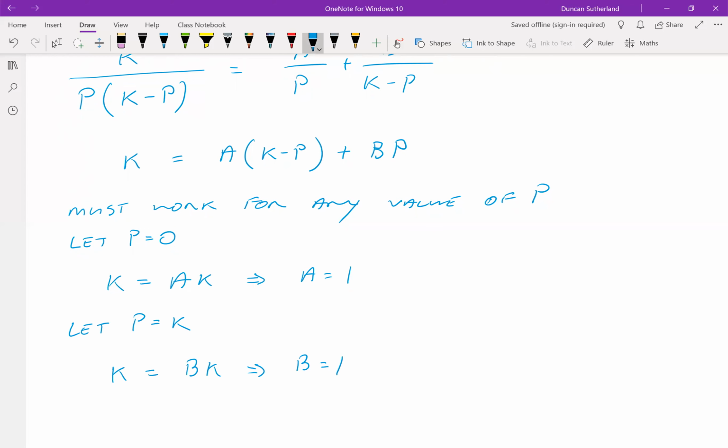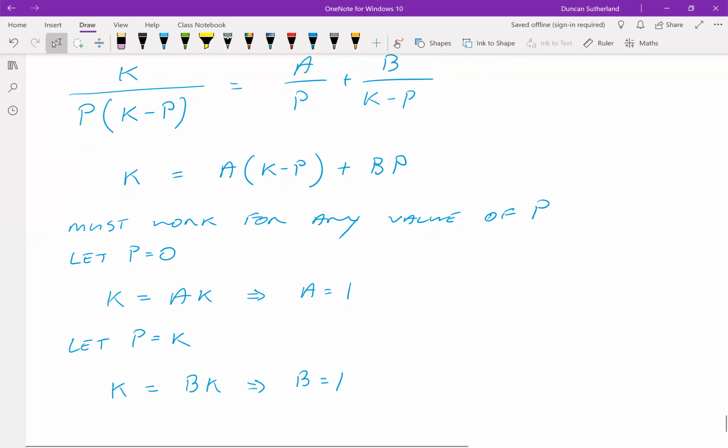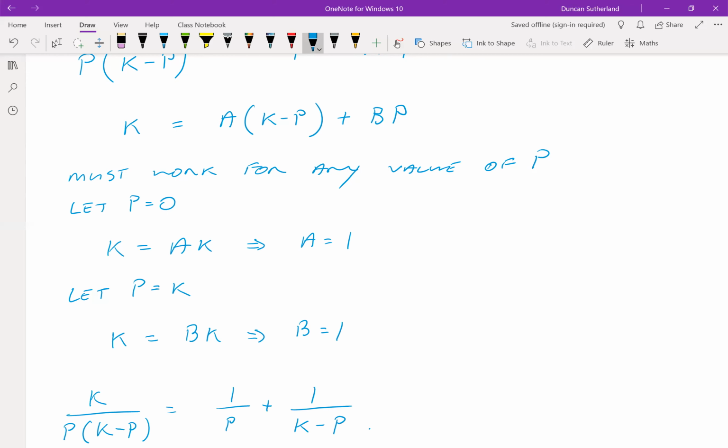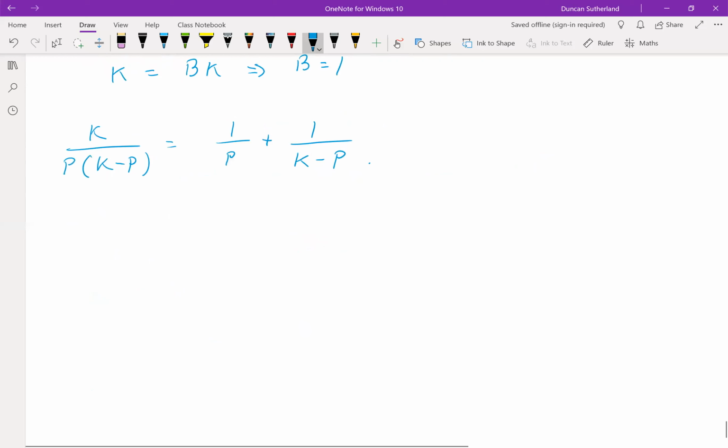So we've very quickly done a partial fraction decomposition of this, and we've discovered that K over p times (K minus p) is equal to 1 over p plus 1 over (K minus p). And now we can substitute this back into the integral.